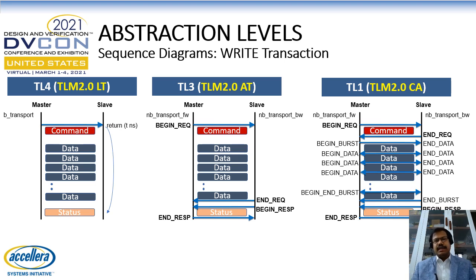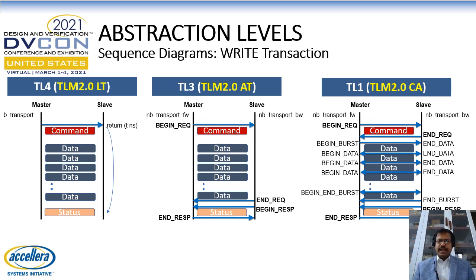On the rightmost side, we see the TL1 or the TLM 2.0 cycle accurate modeling, which is the most detailed model. And here we have many more timing points where we have extended the standard TLM 2.0 timing points to accommodate the bus specific protocols. So here you see that the burst is broken down into individual beats.